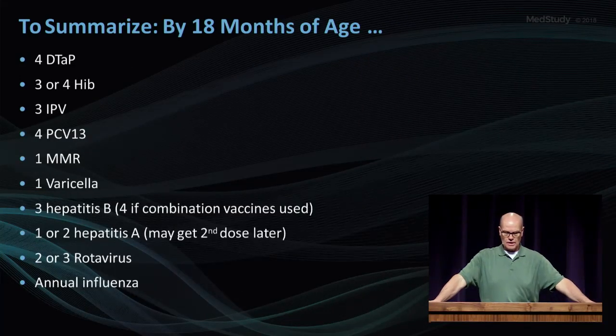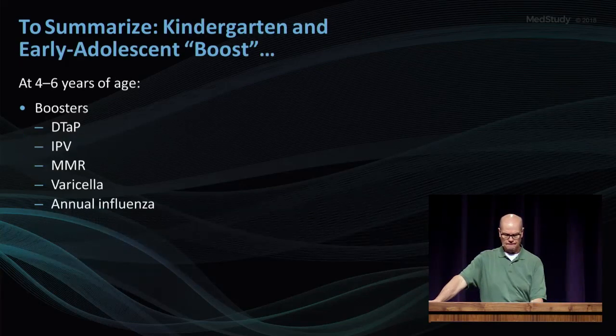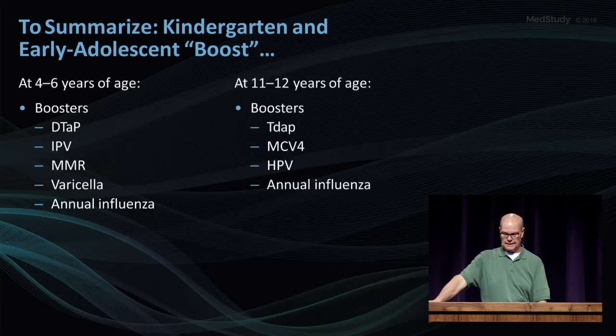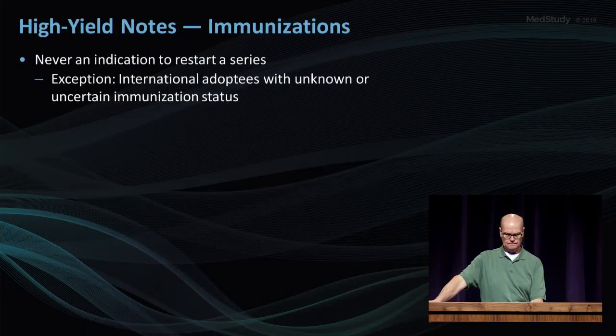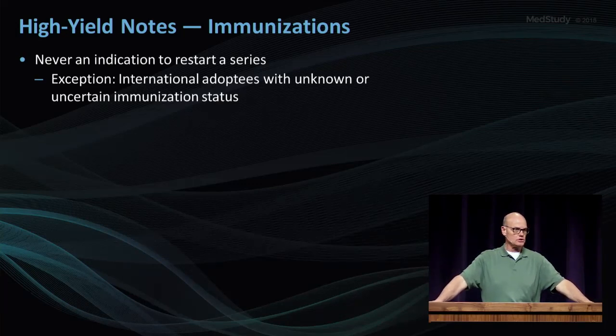All right, to summarize, by 18 months of age, here are the immunizations you should have had. By 4 to 6 years of age, and by 11 to 12 years of age. We've been through all of these. Some high-yield notes to finish with. Again, never an indication to restart a series, with the ever-present exception being international adoptees because of the concern about the quality of the vaccines.